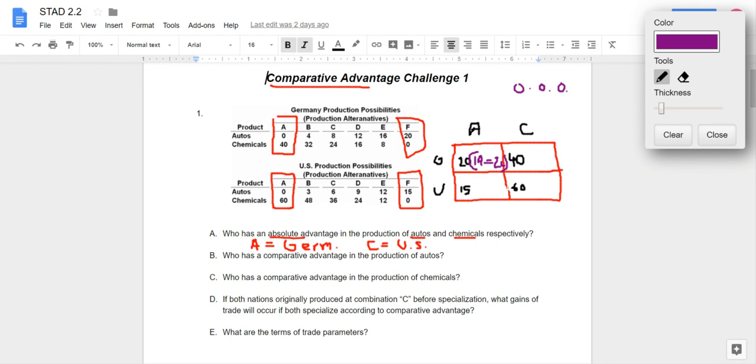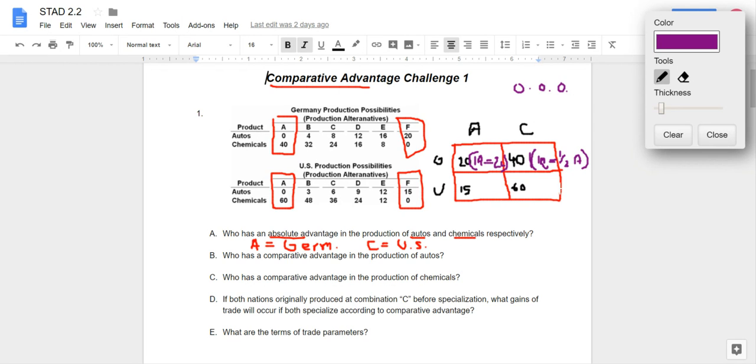And you can just set the 2 equal and solve for 1 as well. That's up to you. And then over here, 1 chemical, sorry, that's supposed to be a parentheses, 1 auto, or 1 chemical, sorry. 1 chemical equals other, 20 over 40, or 1/2. 1 chemical equals 1/2 auto.